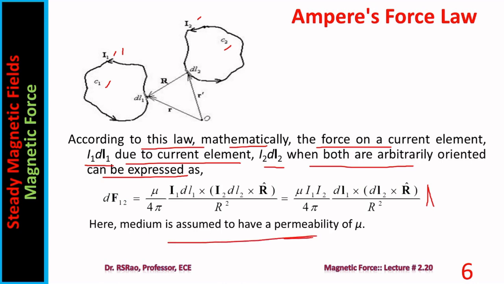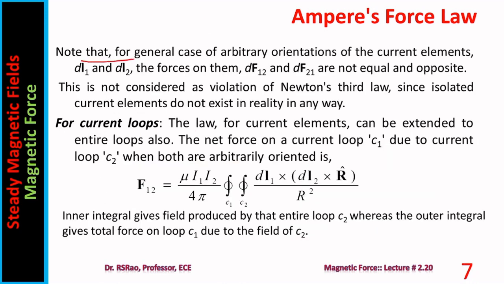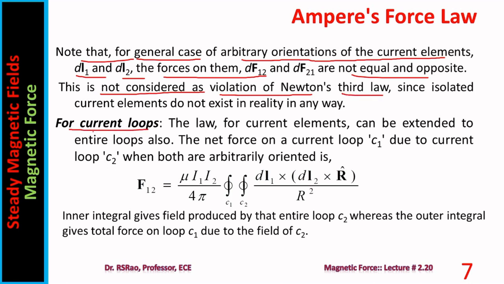Here the medium is assumed to have a permeability of mu. Note that for the general case of arbitrary orientation of current elements DL1 and DL2, the forces on them, dF12 and dF21, are not equal and opposite. This is not considered a violation of Newton's third law, since isolated current elements do not exist in reality anyway. For current loops, if you want to know the force that exists between them, as already mentioned, integration has to be performed twice: once over C1, another time over C2.